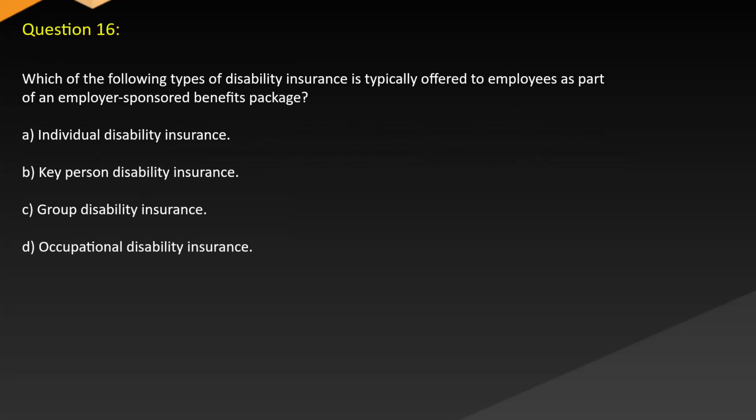Question 16. Which of the following types of disability insurance is typically offered to employees as part of an employer-sponsored benefits package? A. Individual disability insurance. B. Key person disability insurance. C. Group disability insurance. D. Occupational disability insurance.